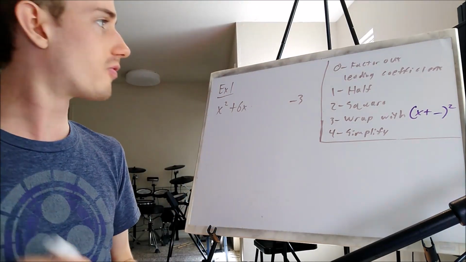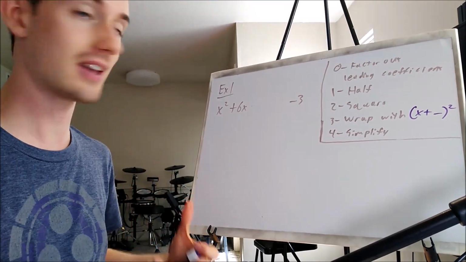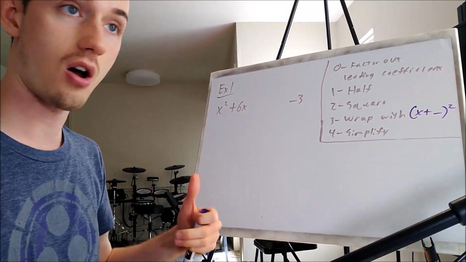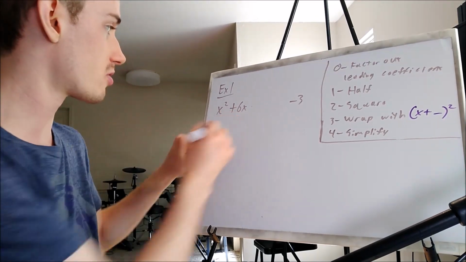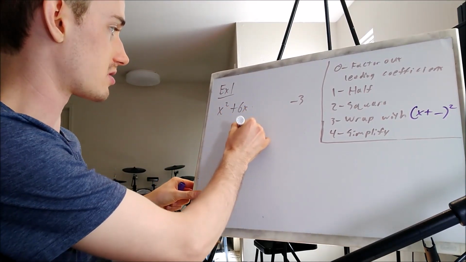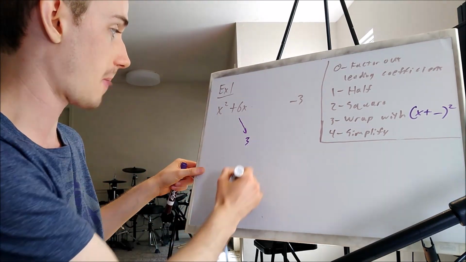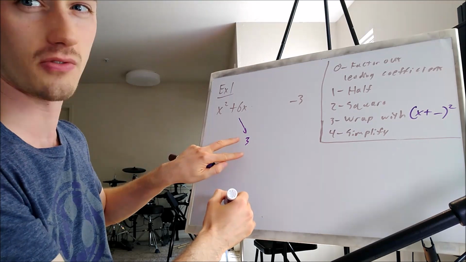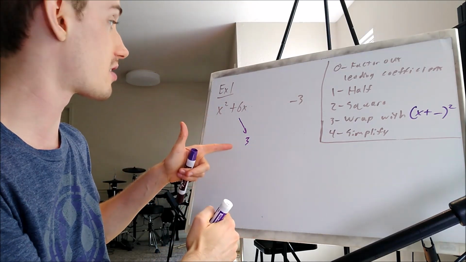So first thing we're going to do, step 1, it says half. We're going to take half of the coefficient of the linear term. So in this case, 6 is the coefficient of the linear term. I'm going to draw some arrows like this. This is how I like to do this. So half of 6 is 3. That's an intermediate value, which is why I put it off to the side. We don't need it yet. We will need it in a minute, but I put it off to the side here for now.